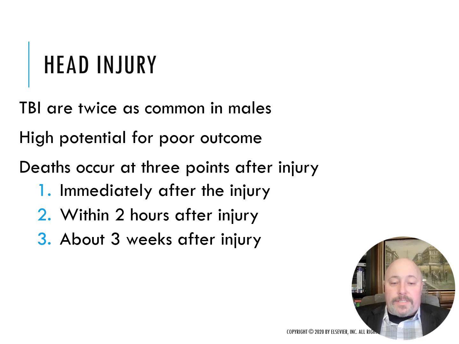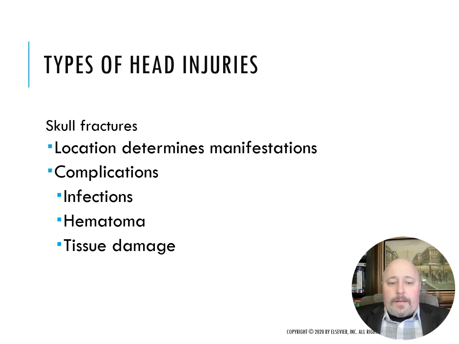Traumatic brain injuries are twice as common in males and have a high potential for poor outcomes. These deaths occur at 3 points after the injury: immediately after the injury, within 2 hours after the injury, or about 3 weeks after the injury. Skull fractures are another major concern, with the location determining the manifestations. Complications include everything from infections and hematoma to tissue and brain damage.